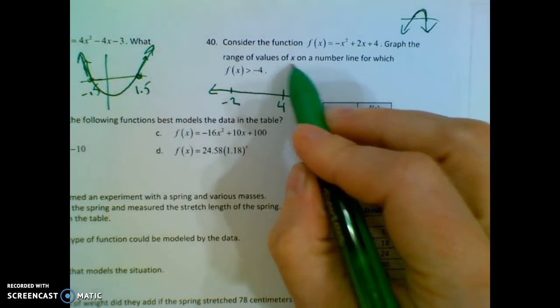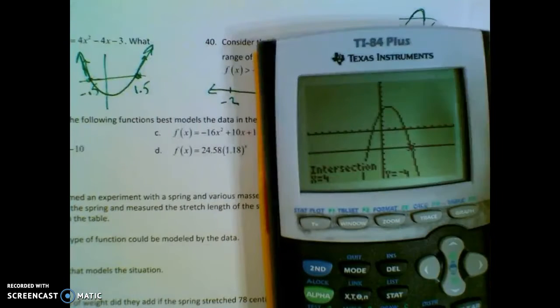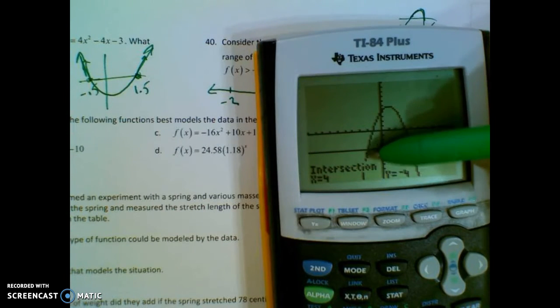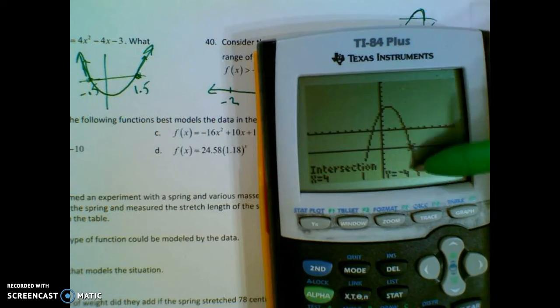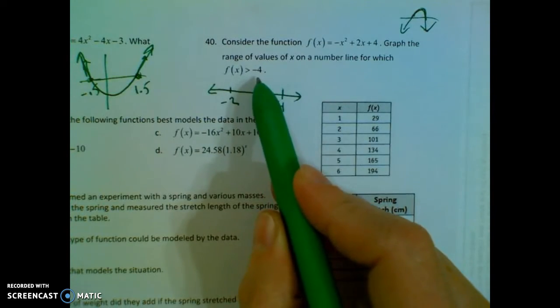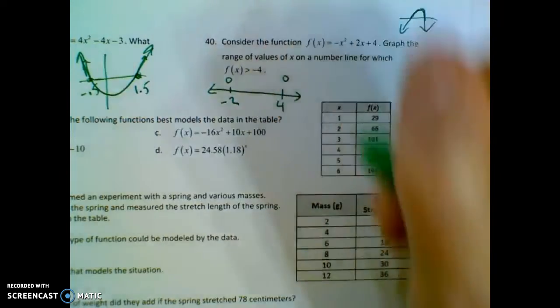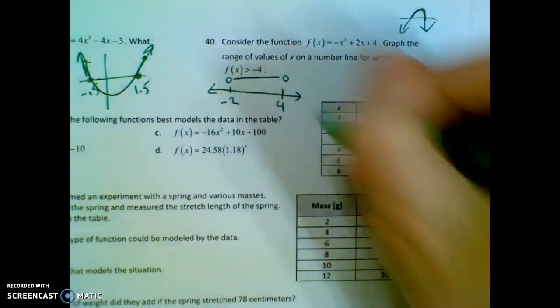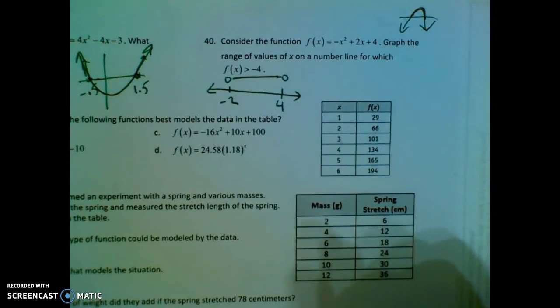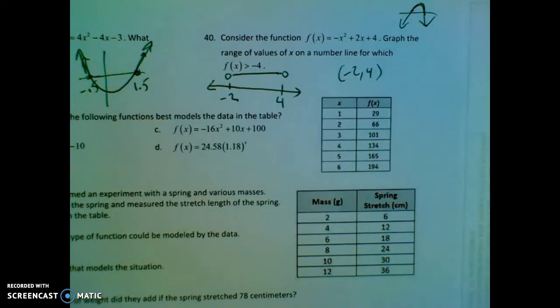It wants the x values in which my graph is above negative 4. So I want all the x values between here and here, which is going to be everything between negative 2 and 4. Not inclusive though, because there's no line there. So it's going to be an open circle at negative 2 and an open circle at 4, and boom. If it asks for the interval, I would say (negative 2, 4). That would be the interval notation.